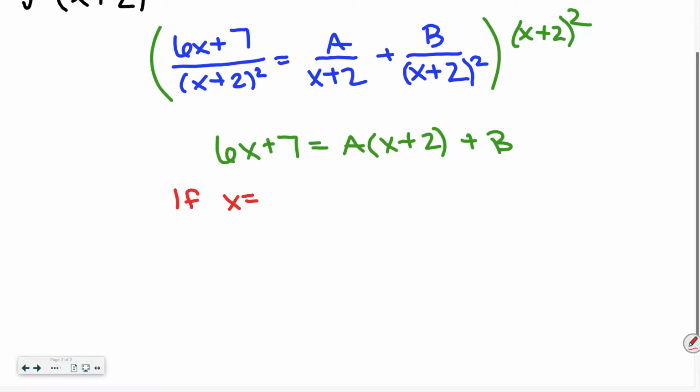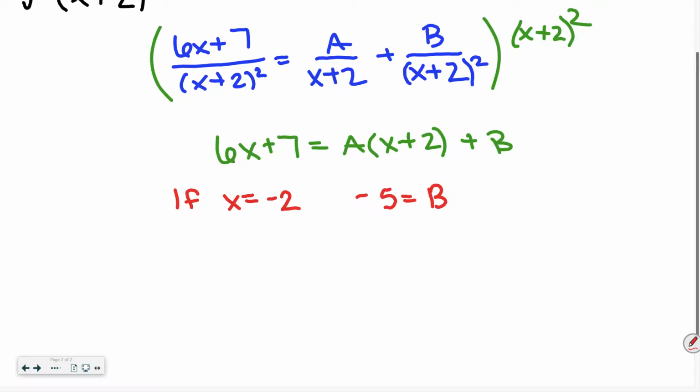What should we throw in for x? Negative 2. Who said 4? Save your 4, because A is the only thing that has x, so you need something eventually to get to 6. For right now, can we do negative 2? We chose negative 2 because it zeroes out this factor. So 6 times negative 2 is negative 12, plus 7 is negative 5, and that equals B.